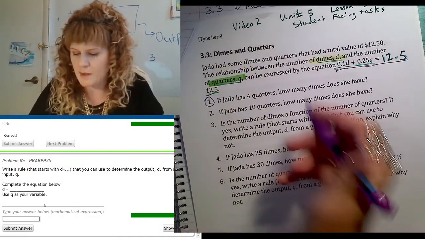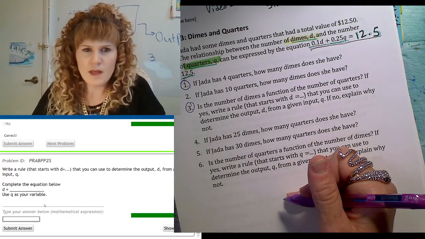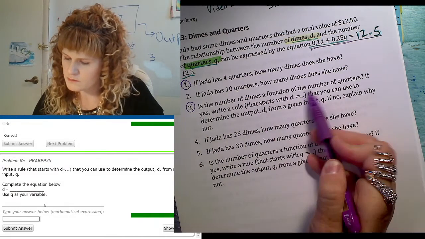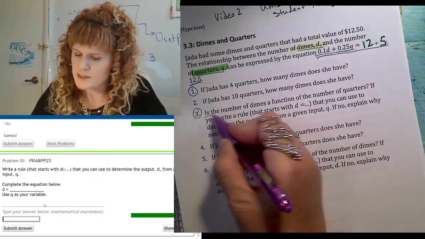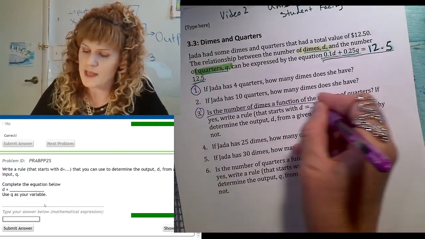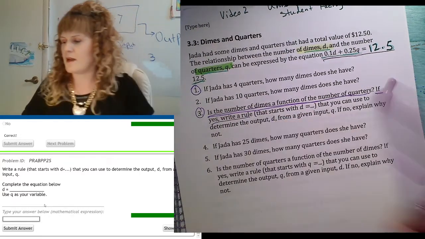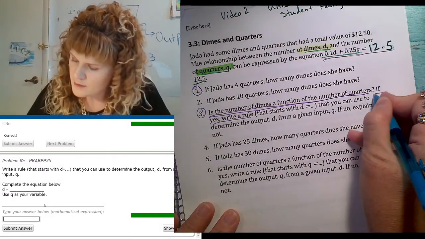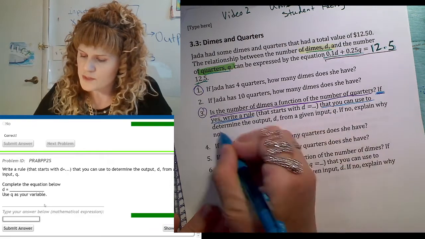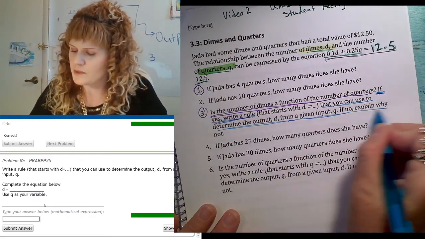Back to the paper. That was number 3. Okay, we answered the top part of number 3. It says, is the number of dimes a function of the number of quarters? And I said yes. Now, if yes, I have to follow the next direction. If yes, write a rule that you can use to determine the output D from a given input Q.